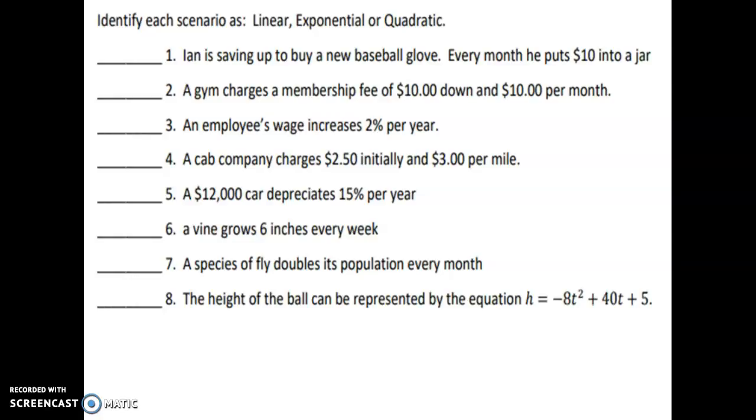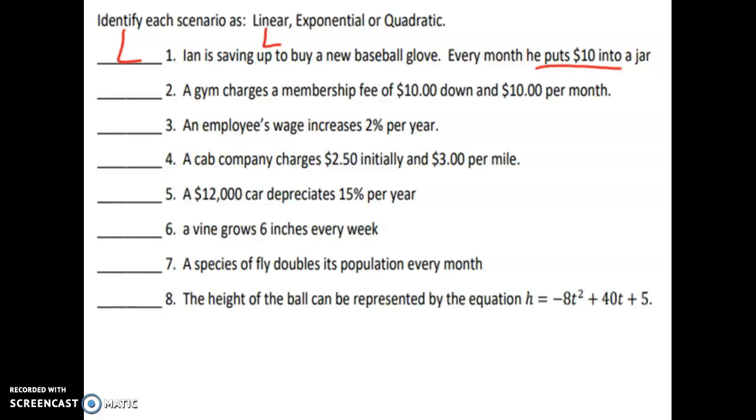So the first one is Ian is saving up to buy a new baseball glove. Every month he puts $10 into a jar. Okay, so every month it's the same. It's $10, it's 10 more dollars, it's 10 more dollars. That is a classic linear. So we're going to go L for linear.